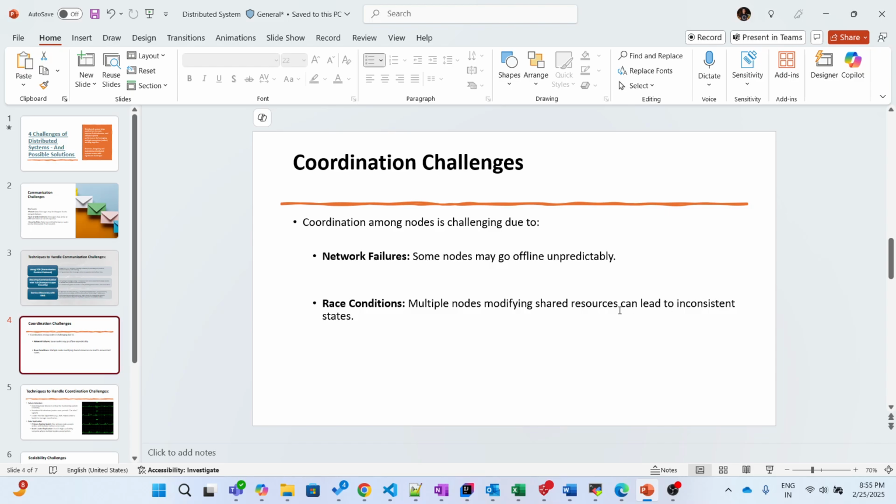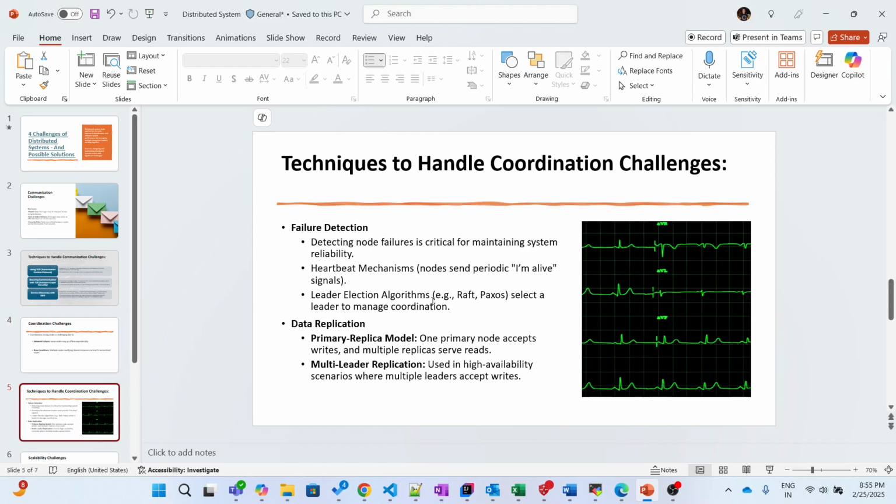So how do we overcome the coordination challenges? The technique is failure detection. Detection of failures is critical in maintaining system reliability, as the reliability of the system depends on failure detection and recovery. A heartbeat mechanism is used wherein we do health checks. Like in the load balancer, we have a health check API to call to check whether the node is alive or not, and the leader election algorithm. In Kafka, the Zookeeper is the one that elects the leader and manages the rest of the nodes for consistency among the data.